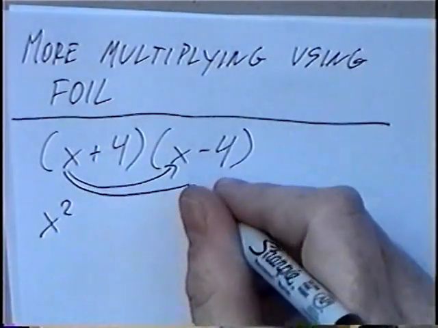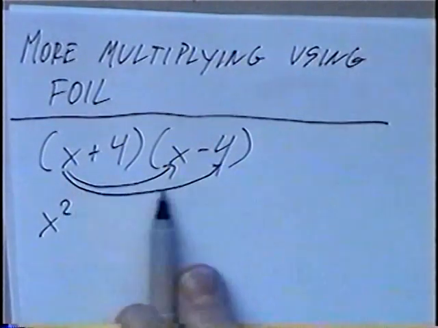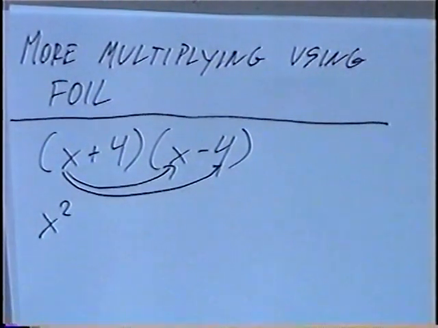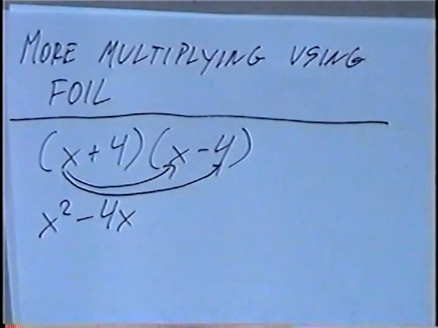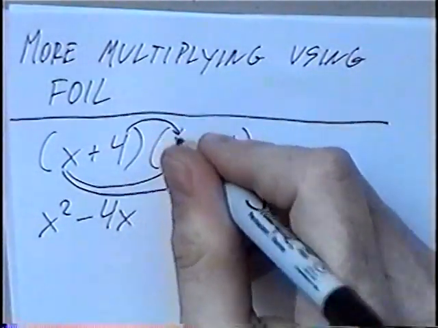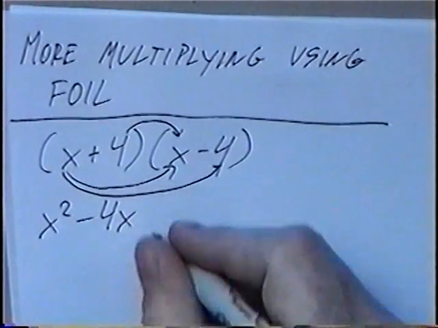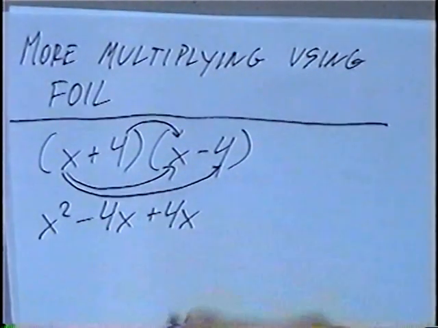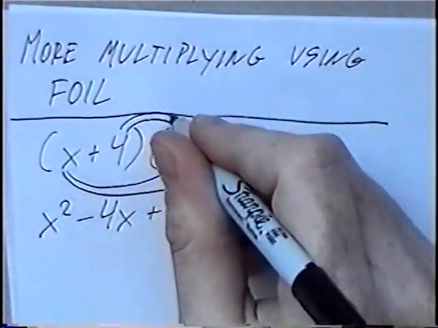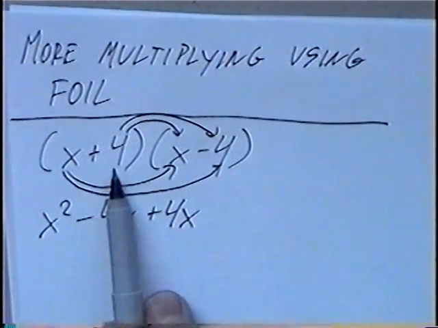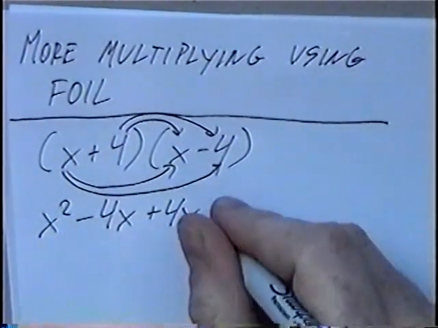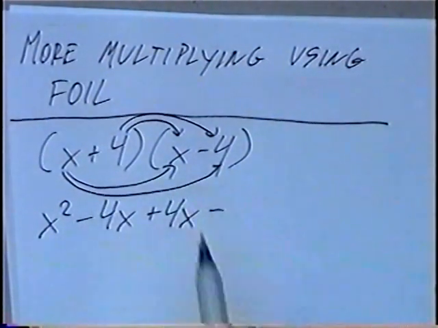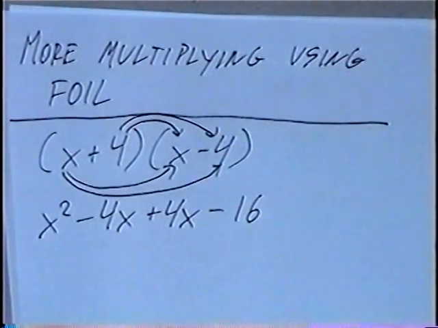Multiplying the outside, the left side times the right side, x times a negative 4 would be minus 4x. Multiplying the inside or middle two numbers, 4 times x would be 4x. And multiplying the last numbers or last terms in each parentheses, 4 times a negative 4. Multiplying one negative would stay negative, and 4 times 4 would be 16.